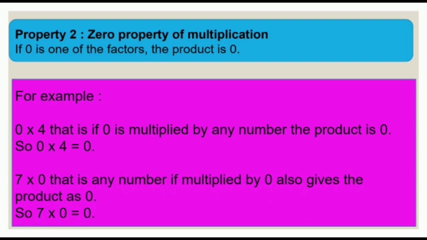Now see here, 7 multiplied by 0. That is, any number if multiplied by 0 also gives the product as 0. So 7 multiplied by 0 is equal to 0. So if the number 0 takes any place in the factors, ultimately the answer will be 0, the answer will not differ there. Okay. कोई भी नंबर से अगर आपने 0 को मल्टीप्लाई किया तो आपका आंसर 0 ही रहेगा. Is that clear? Okay.